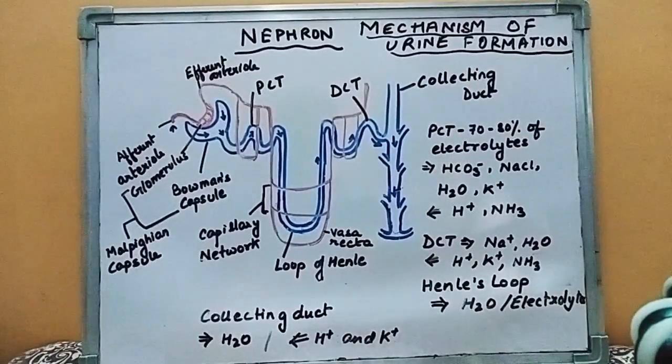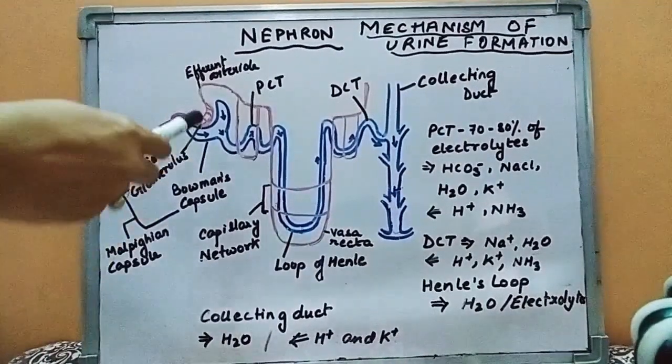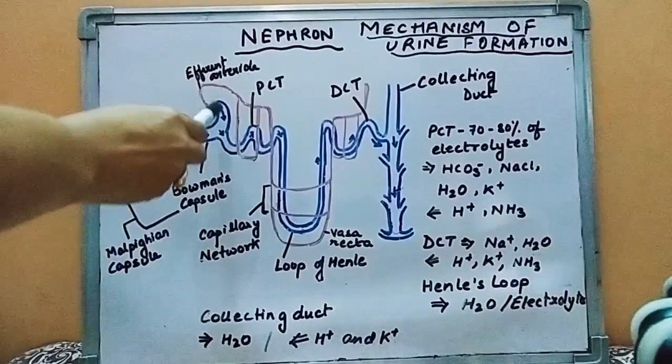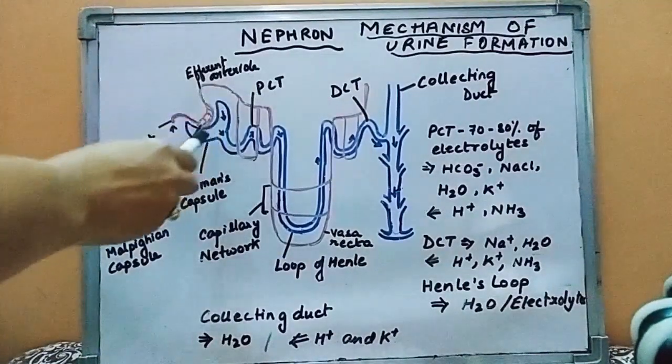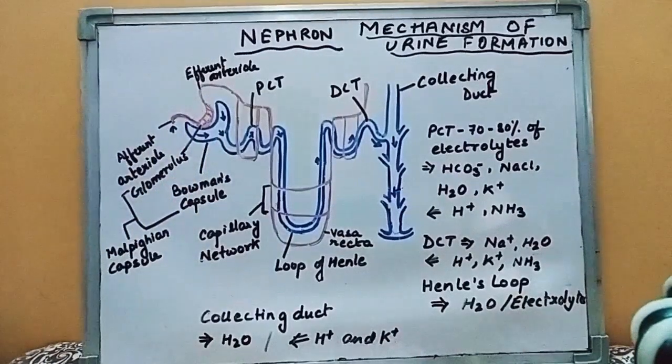So the first stage is glomerular ultrafiltration. Please mention the word and understand glomerular ultrafiltration or filtration. Glomerular means the structure which is a tuft of capillaries inside the cup-like structure called Bowman's capsule, and here the process of ultrafiltration of the blood takes place. Now this is the first step. We'll be discussing it more broadly.